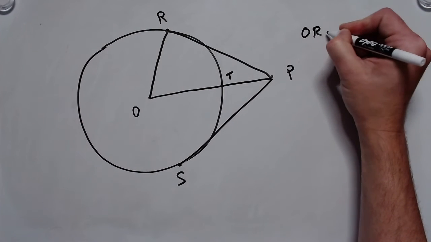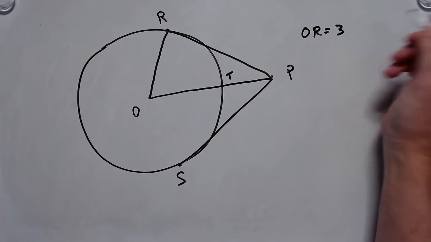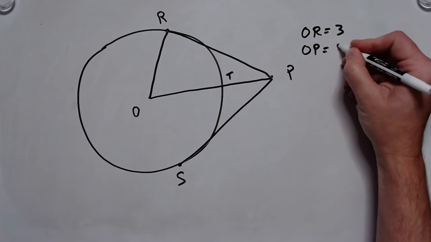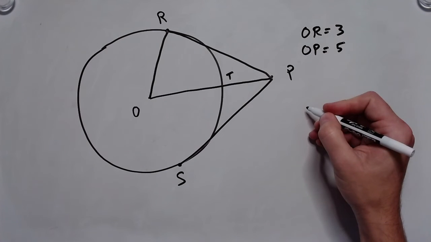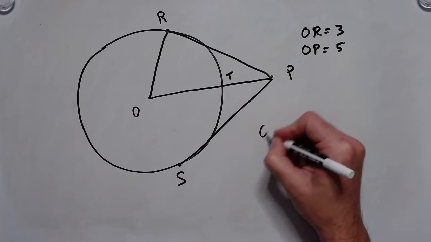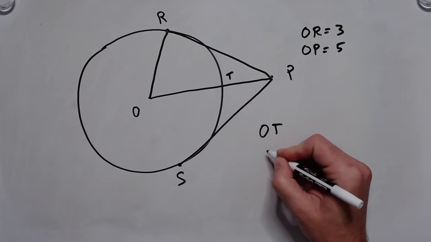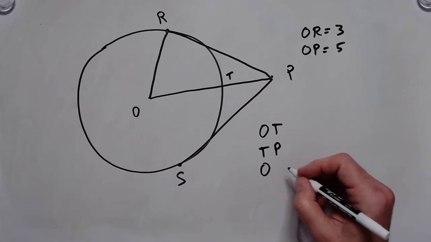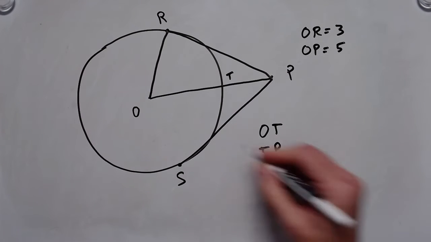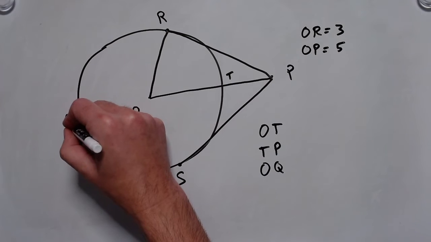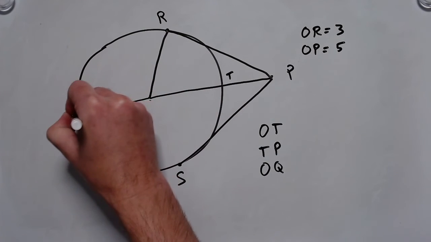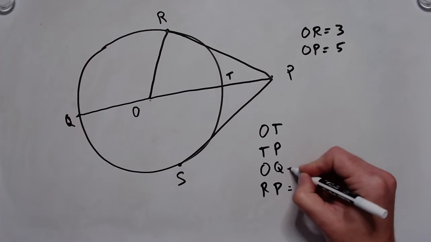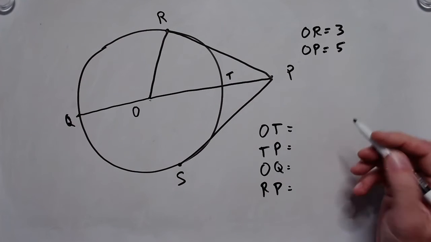We're going to say that OR is equal to 3 and OP is equal to 5. And we want to find what is OT, what is TP, what is OQ, which I didn't write, which is over here. Here's Q. Let's connect that right now. OQ and RP. All right, so we want to find all of the measurements of these segments.